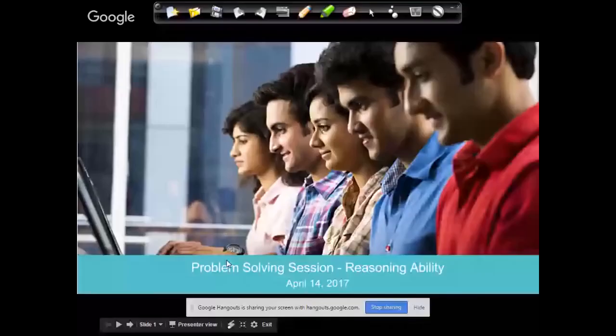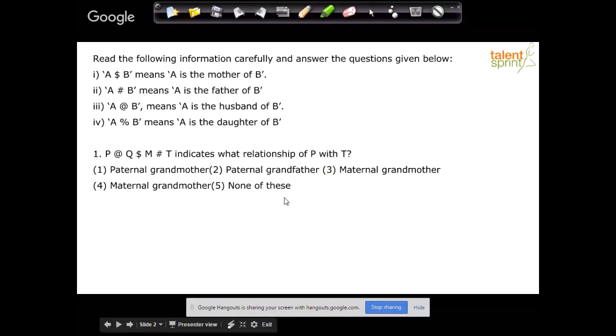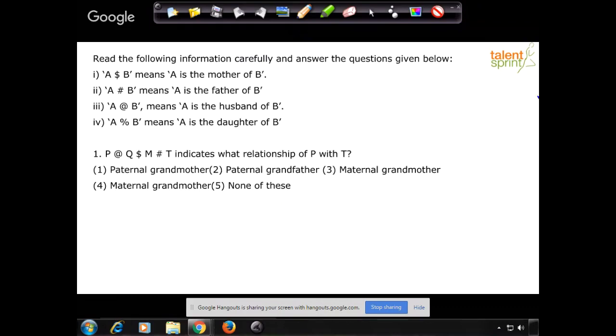Let's look at our first question for the day. Read the following information carefully and answer the questions given below. A$B means A is the mother of B. A#B means A is the father of B. A@B means A is the husband of B. And A%B means A is the daughter of B. Now, if you notice, all these operators, all these symbols are symbolic of a relationship. They are each representing a relationship.